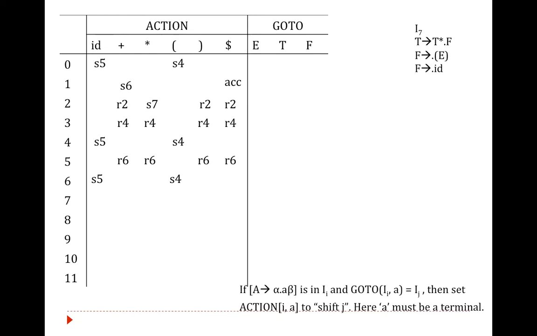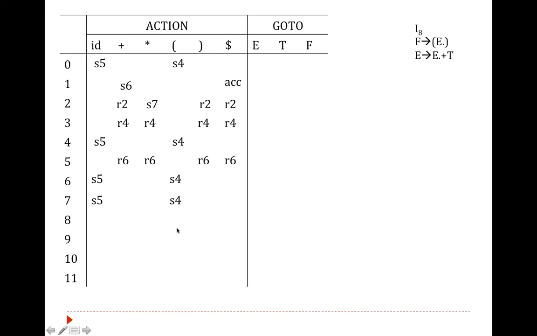Then the next, here again there are these two. So with these two we have to find goto. Goto from I7 with opening bracket is I4 and goto from I7 with ID is I5. So S4 and S5 will be added here.